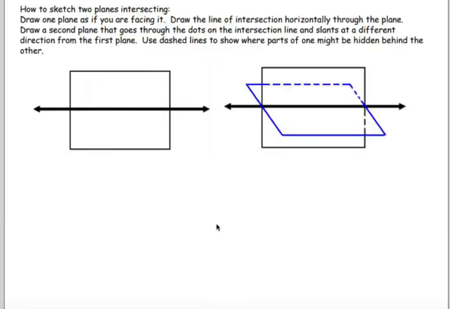Following our rules there. How to sketch 2 planes intersecting. Draw one plane as if you're facing it. Draw the line of intersection horizontally through the plane. Draw a second plane that goes through the dots on the intersection.